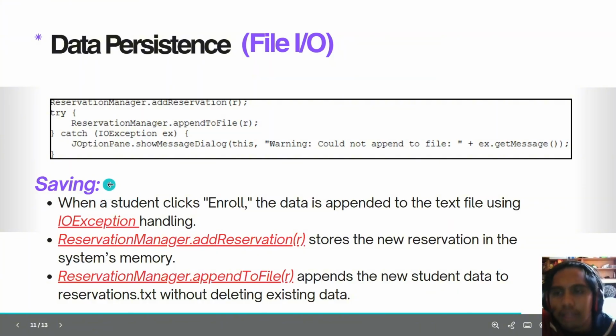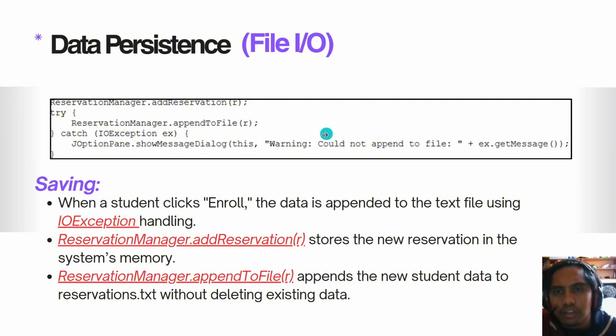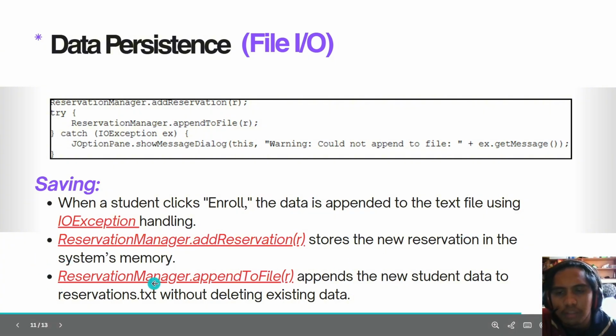Okay, for the saving, we use this code, and then when a student clicks enroll, the data is appended to the text file using IOException handling. ReservationManager addReservation stores the new reservation in the system memory. ReservationManager appendToFile appends the new student data to reservation.txt without deleting existing data.